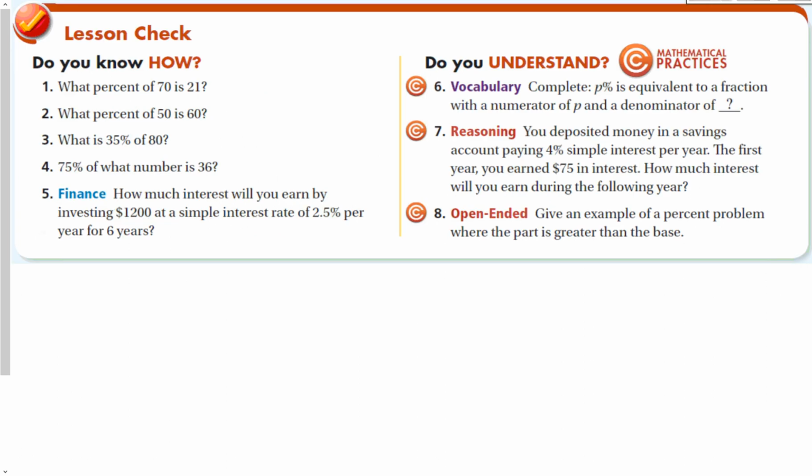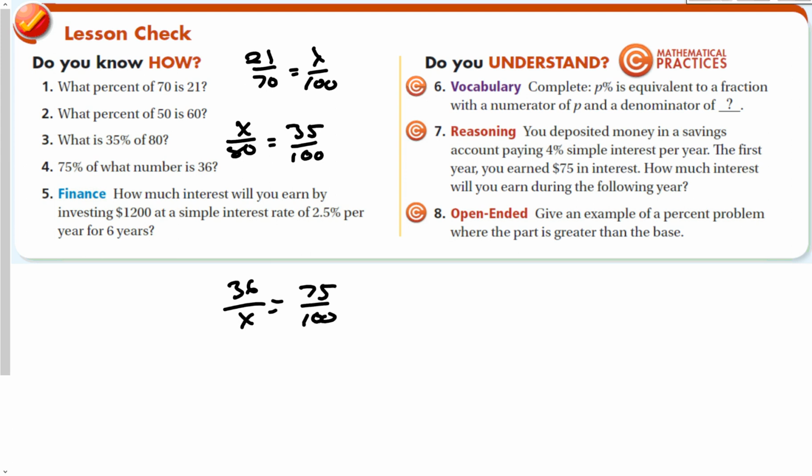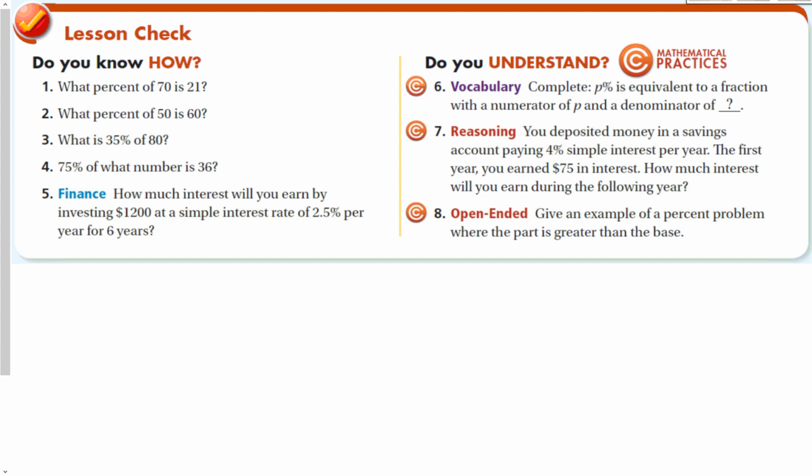Okay, so set these up real quick. 21 over 70 is equal to some percent over 100. Same thing with this one, 35% of 80. So that is going to be x over 80 is equal to 35 over 100. 75% of what number is 36? Let's go down here. So I don't know of, so that's going to be 36 over x is equal to 75 over 100.